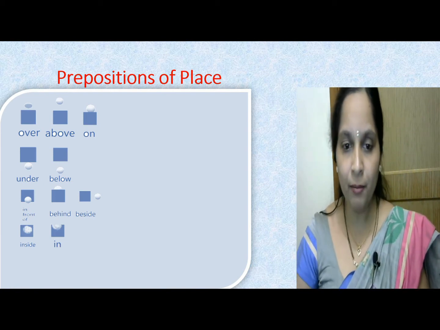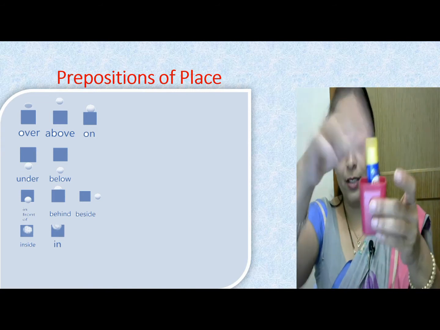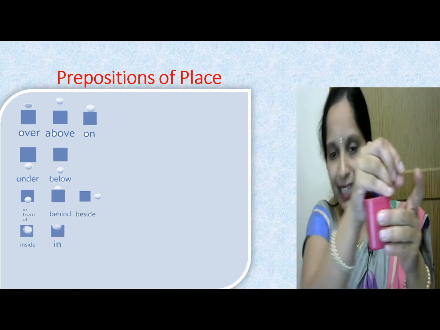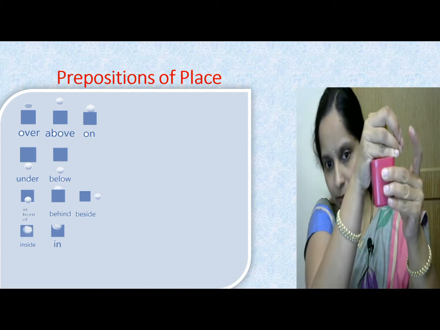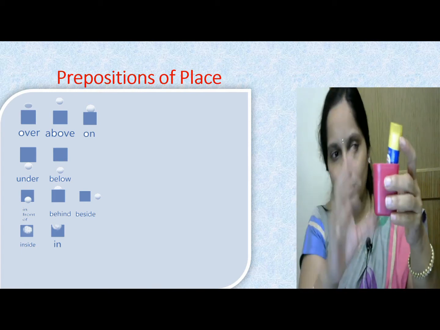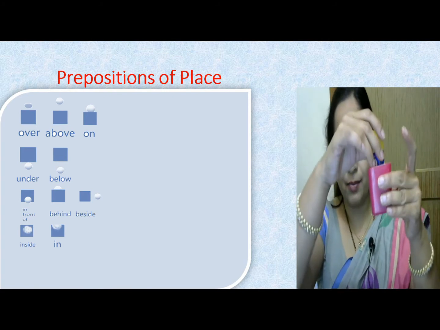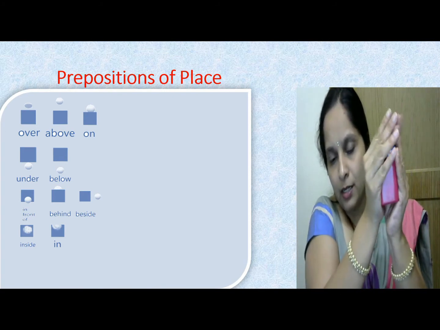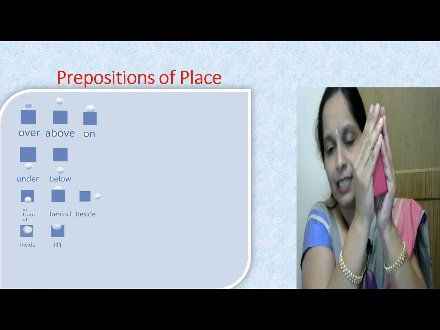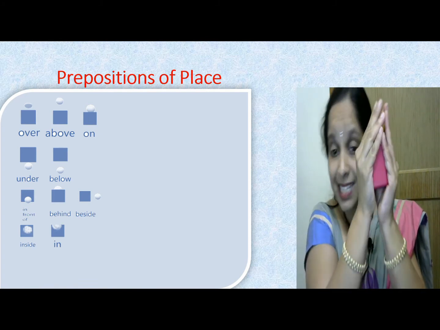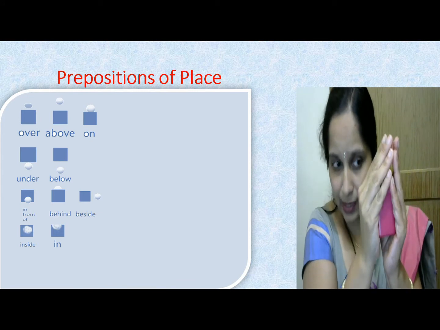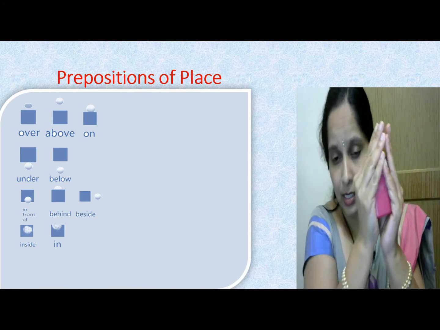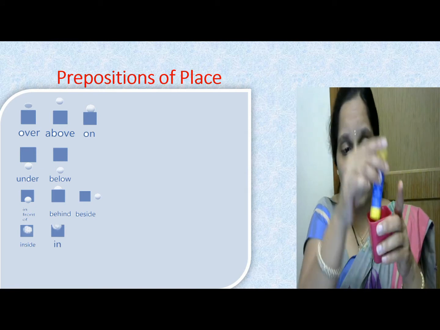Say for example, where is the glue stick? The glue stick is completely inside the box. Of course, the box is a smaller one and the glue stick is a bigger one, so it's just popping out. But if the box was big, the glue stick is completely inside the box. This is inside. Inside in the sense it is covered from all the sides. So this is inside. Where is the glue stick now?